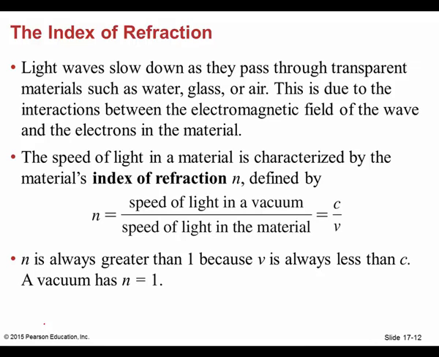So what happens is we see that the speed of light in each material is different. And of course, we know that the speed of light in a vacuum is 3 times 10 to the 8 meters per second. We take that and the speed of the light in the material, and we get something called the index of refraction.